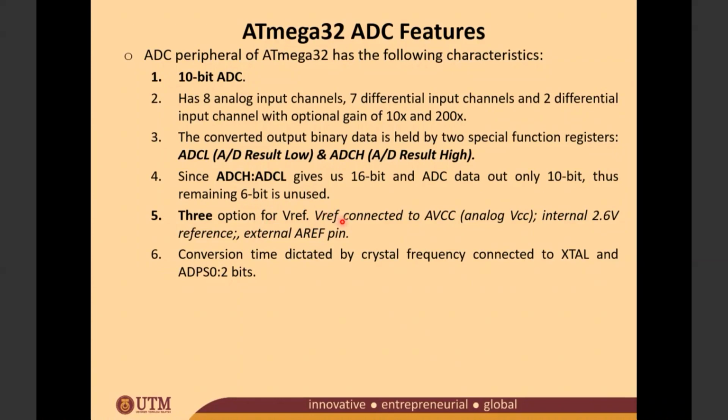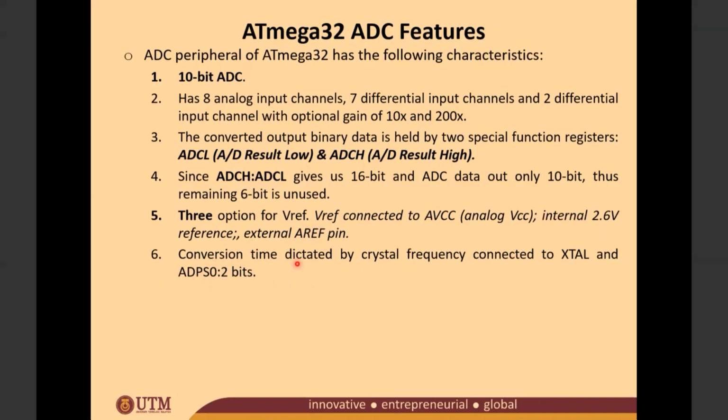Okay, so there are 3 options for the VREF. The first one is the VREF connected to AVCC. The second one is the VREF using an internal voltage, which is 2.6 volt. And the third one is the external AREF pin. Later we'll see how to connect the ADC, either using the internal 2.6 volt VREF or the external AREF pin. Number 6, the conversion time is determined by the crystal frequency connected externally and the ADPS0 until ADPS2 bits. Later we'll see how to determine the crystal frequency.